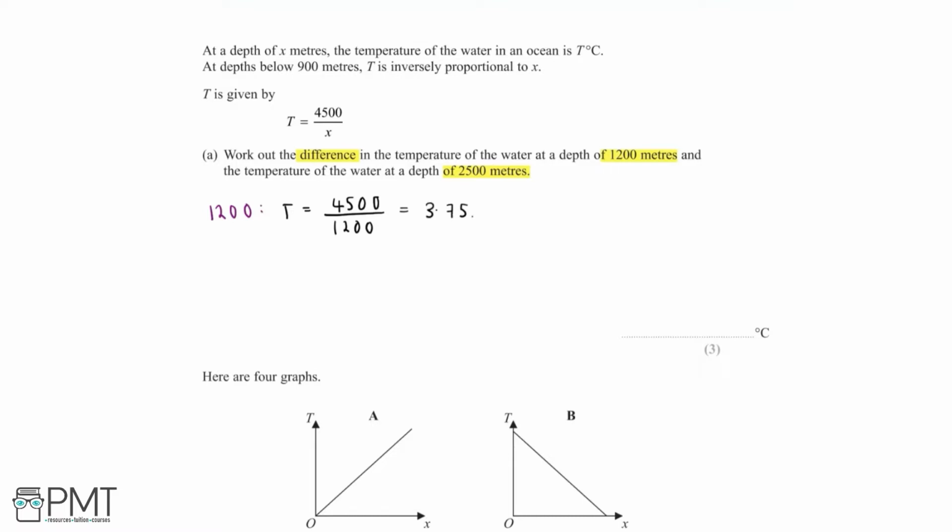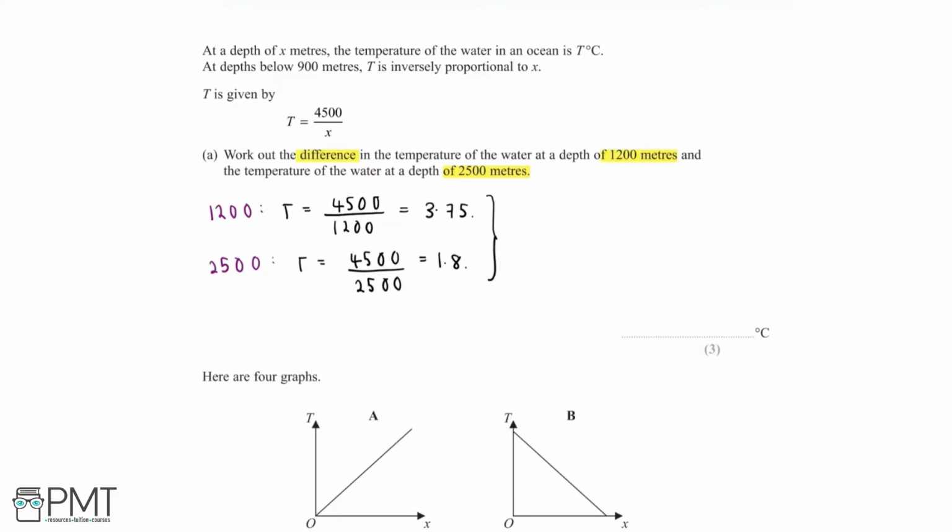Now let's do the same for 2500. Now when the depth of water is equal to 2500 meters, T is equal to 4500 over x, which is equal to 4500 over 2500. And so putting this into our calculator, we can see that T is equal to 1.8.